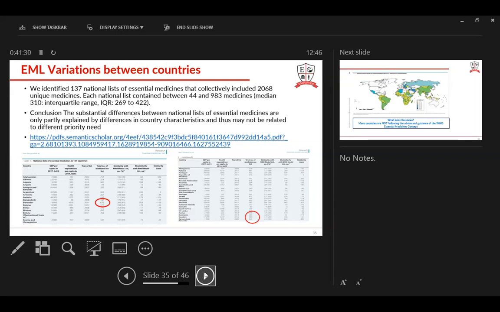Maybe my country doesn't even have 50 because I'm from a small country with less than 5 million people. Maybe another country with like 100 million people may have up to 800 on the essential medicine list. So these are things we need to look at. We look at the comparison. What diseases in that country are not in my country?